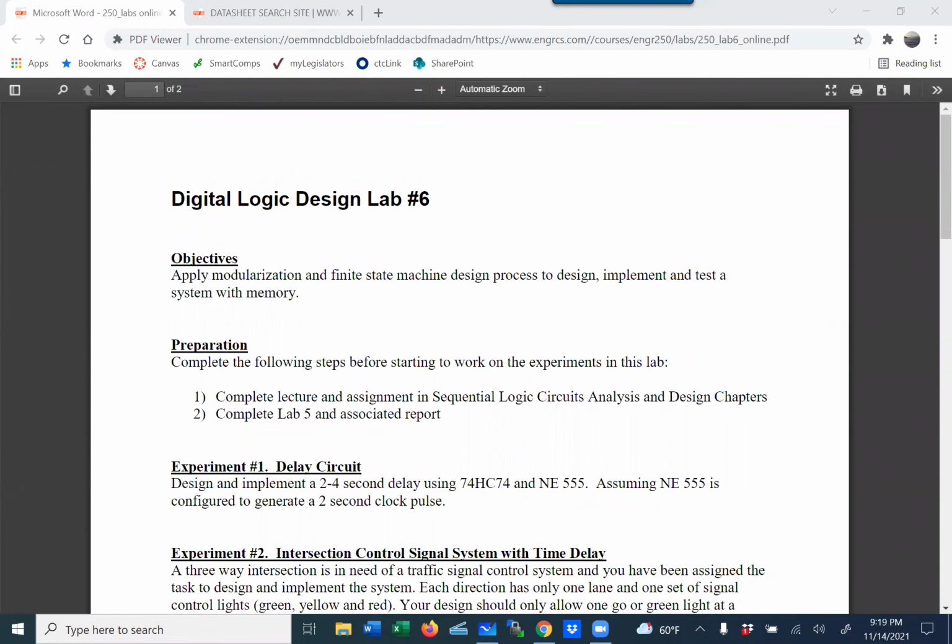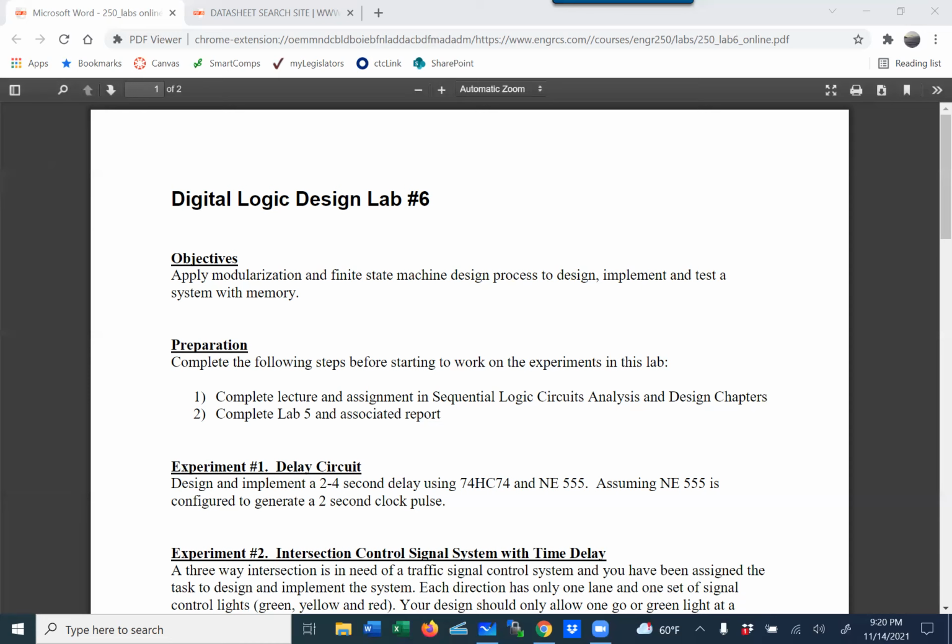This video tries to give you an overview or a little bit of a hint on how to implement the requirements of the Engineering 250 Design Lab number 6. The goal here is to apply the knowledge we have on finite state machines and the design process, implementing and testing a system with memory to build a three-way intersection, but this time going from green to yellow, then to red.